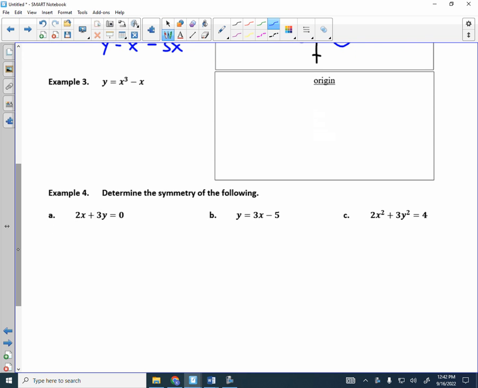And the last one, if you plug in 0 for x, what do you get for y? 0. That means it passes through the origin. And if I plug in 0 for y, 0 equals, I'll factor out an x, and I get x squared minus 1. So what are the solutions to that? Yep, so I have a positive 1 and I have a negative 1. So I'll sketch that graph.